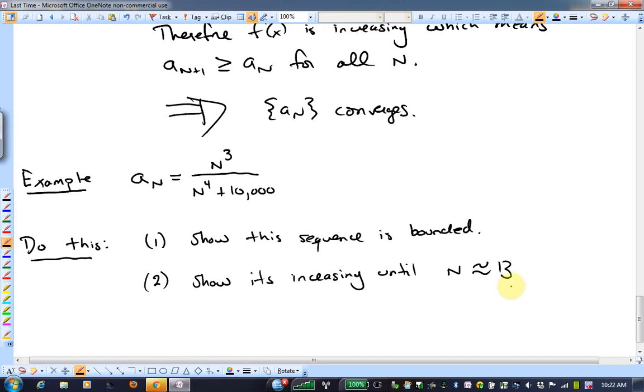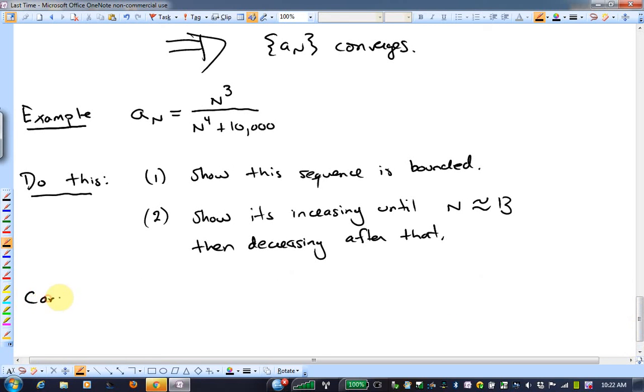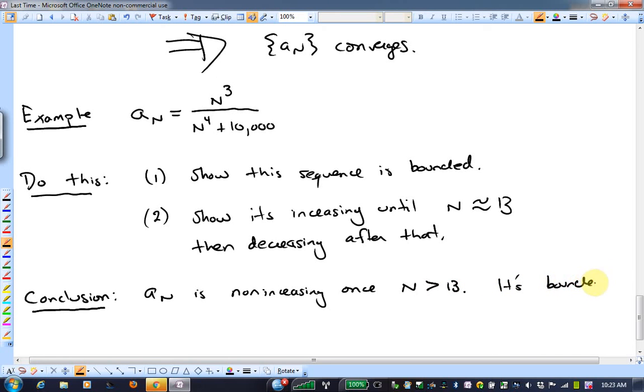Yeah, good. Okay, show it's increasing till n's about 13, and then decreasing after that. Okay, so the conclusion should be that a_n is non-increasing once n is bigger than 13. It's bounded, so it converges.